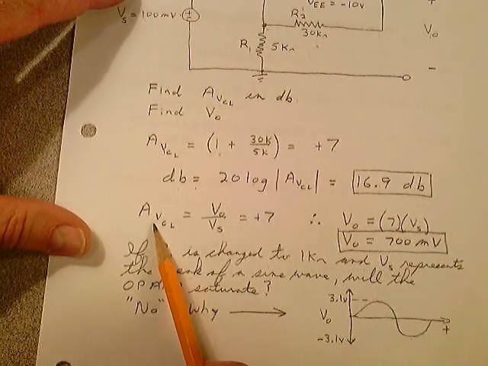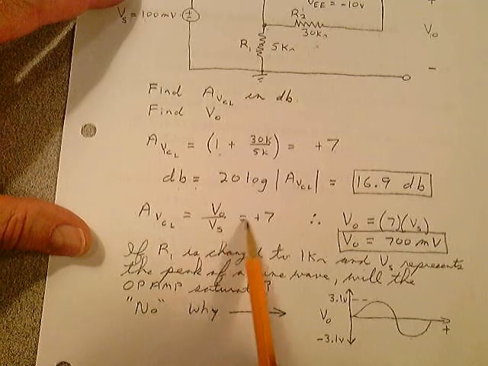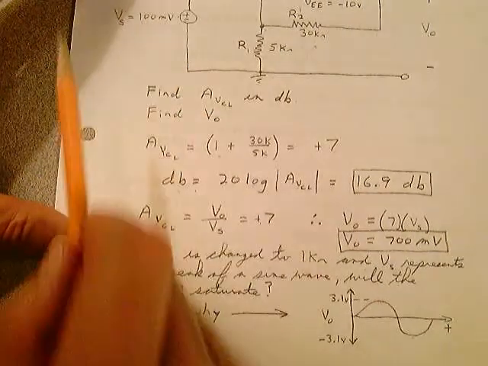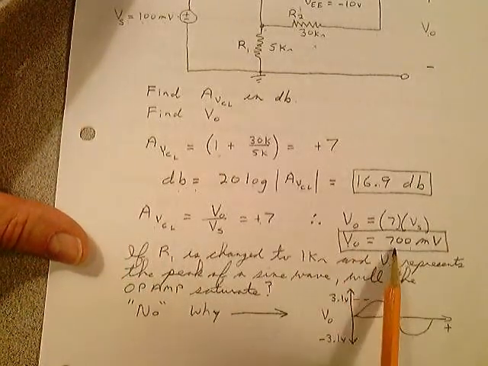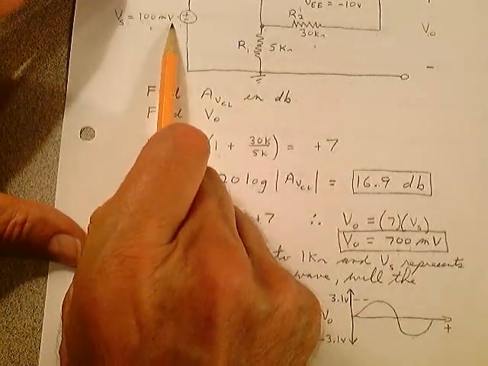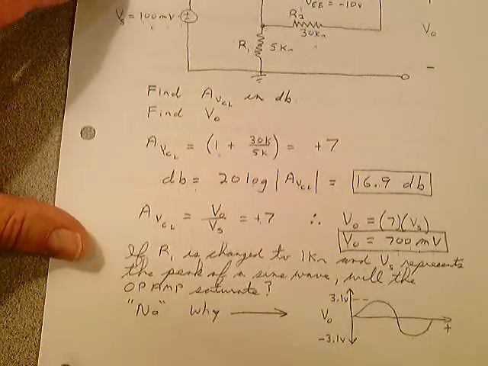The closed loop gain, by definition, is V out over Vs, which is plus 7. So if you know Vs, which is 100 millivolts, you can solve for V out. It's a multiplication. It's 700 millivolts. You have 100 millivolts in, you get 700 millivolts out.